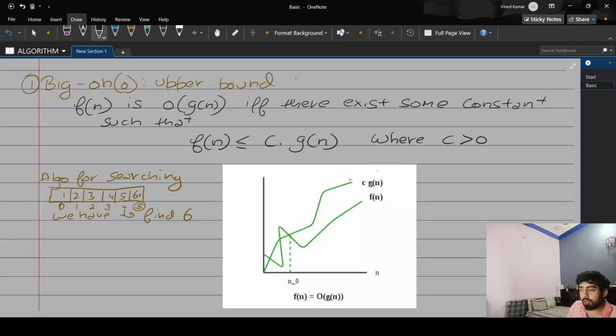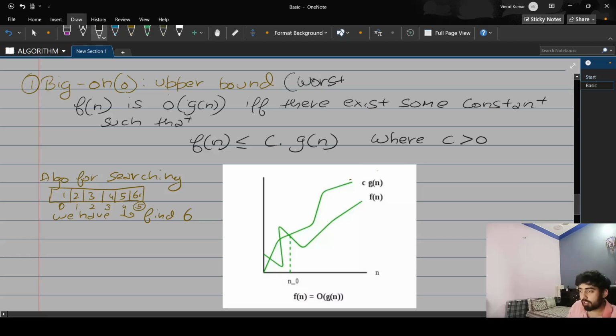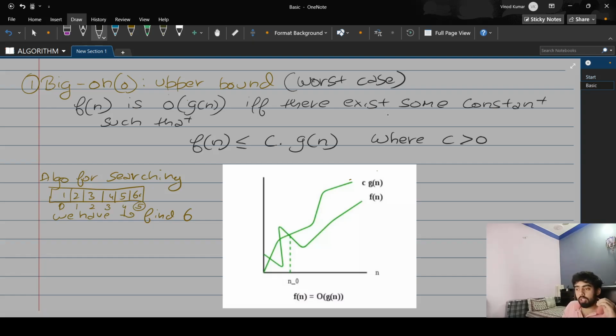Big O is the upper bound, or you can also say the worst case. This is like a value above which the algorithm cannot go. It's like a ceiling above which the algorithm can't go. It's the worst case of an algorithm, the slowest it can run.